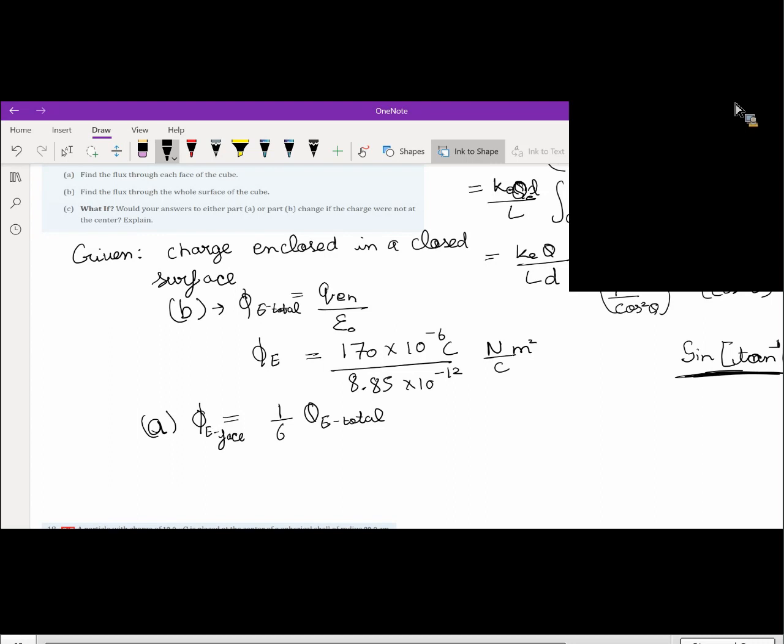Where is 8.85? It's a constant, the value of epsilon naught. It's the permittivity of free space. So in vacuum, the value of epsilon naught is 8.85 into 10 to the power minus 12. In a material it changes, but you don't have to worry about that. It's not at your level to worry about relative permittivity. This is a pretty constant value for a vacuum.